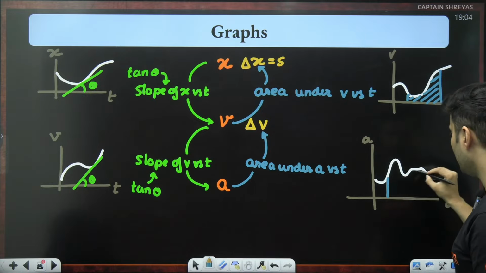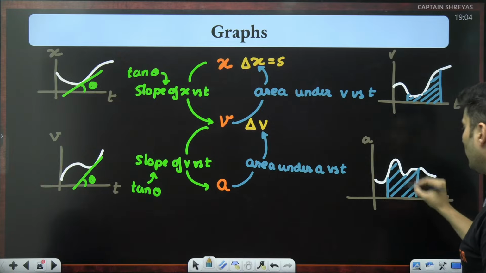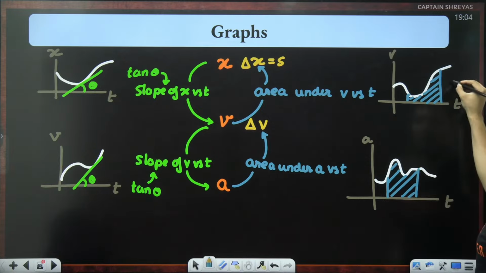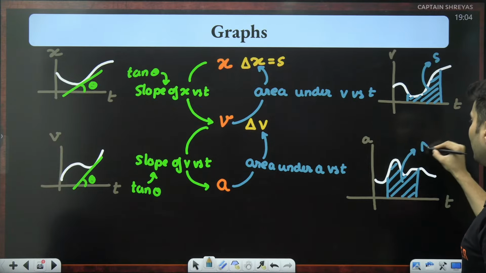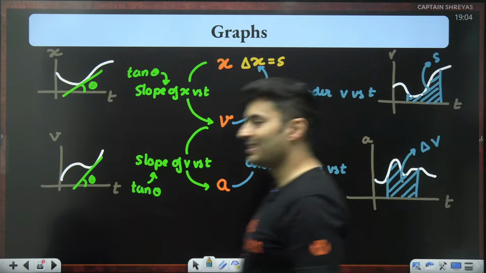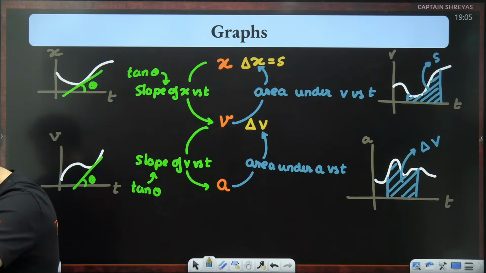Area under acceleration versus time, even if acceleration is not constant, that will give you how much is the change of velocity. So this was giving you basically displacement. This was giving you basically delta V. So these are the graphical meanings of those calculus parts.